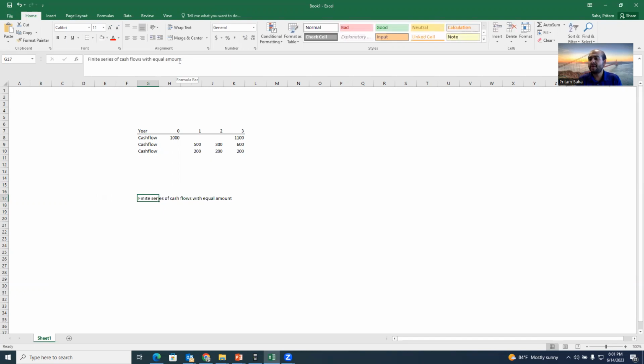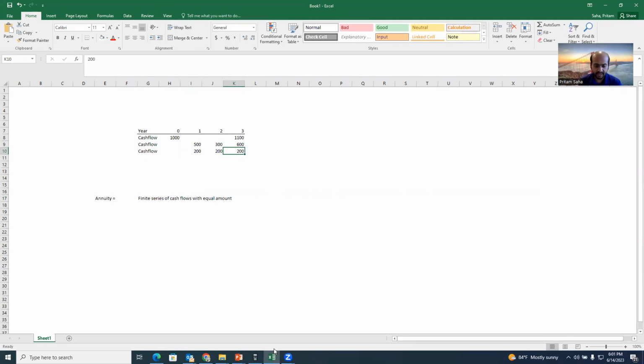there is a very unique name for this series of cash flows. In finance, we call them annuity. In finance, we call them annuity, a finite series of cash flow that have equal amount. You can look here, finite series, that means cash flow is going to occur for only 3 periods, a finite series that is going to end. Equal amount because each is 200, 200, 200. Make sense? This is known as annuity in finance.